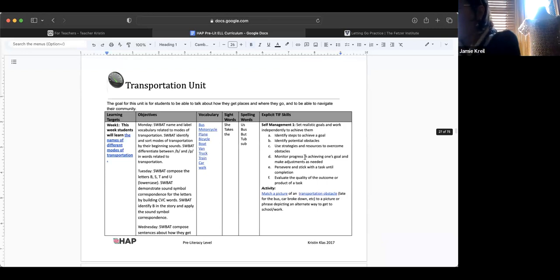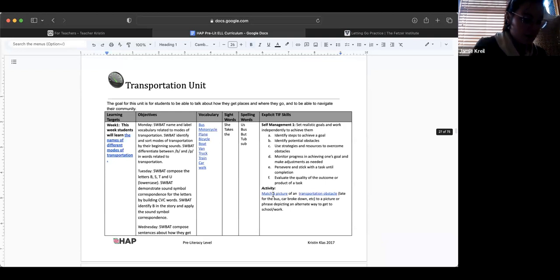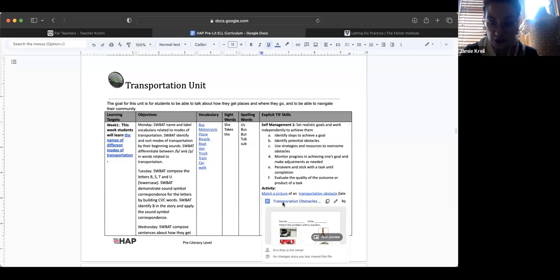So what we are going to look at here, we're going to focus on the transportation systems. This could apply to, I'll talk about it a little bit later on how you could incorporate the same kind of routine into a different topic, but for now we're just going to focus on the transportation one. So if you want to click on where it says match a picture.